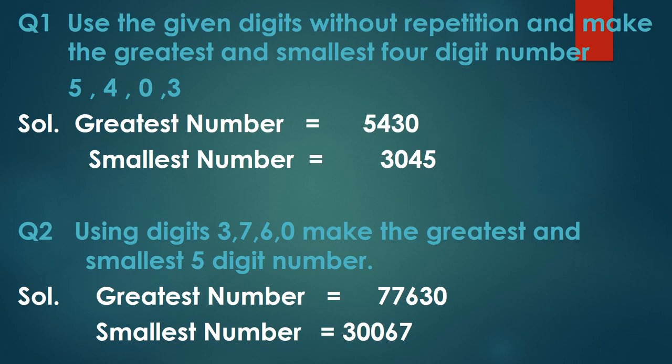So the greatest 5-digit number is 77630. 7 is the greatest digit here, so I have repeated 7 here. So it is 77,630.